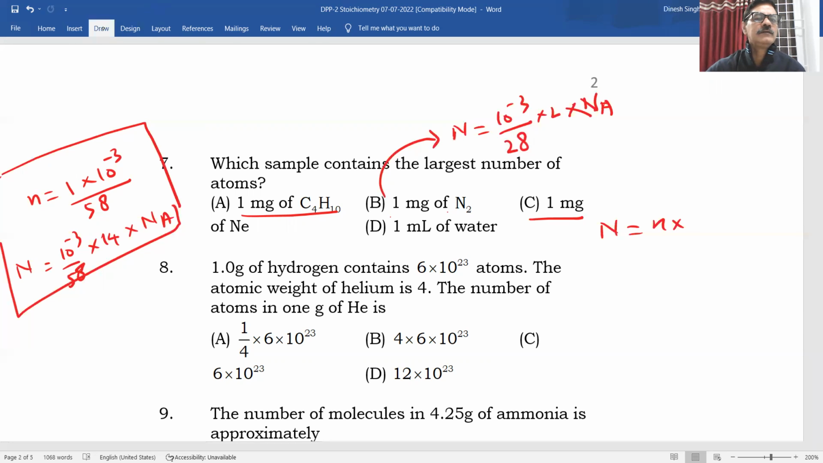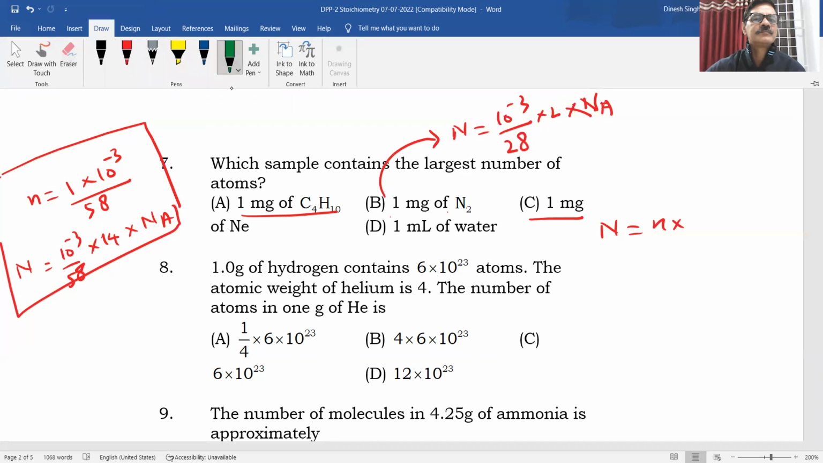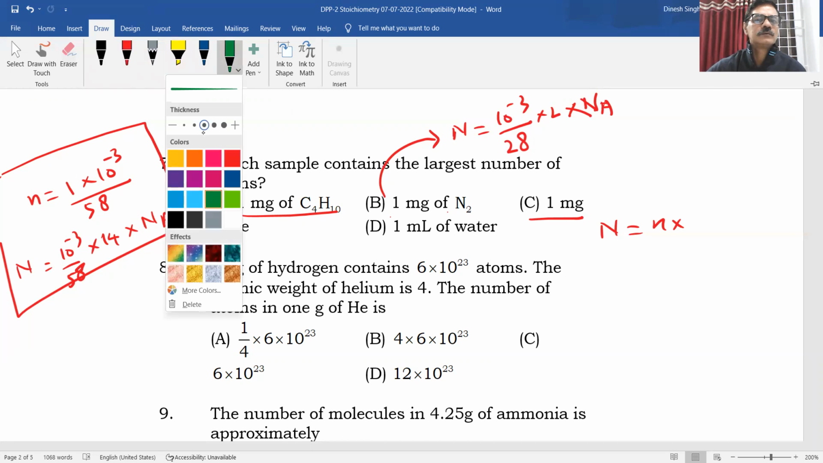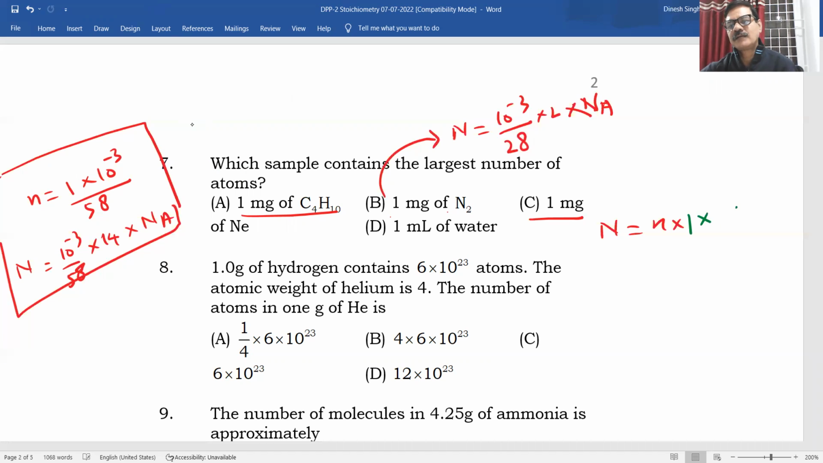Here we can see that the number of atoms is 1, and into Na, this will be the overall formula. Moles will be equal to 10 power minus 3 divided by the atomic weight of Na, which is 20, into 1 atom into Na.